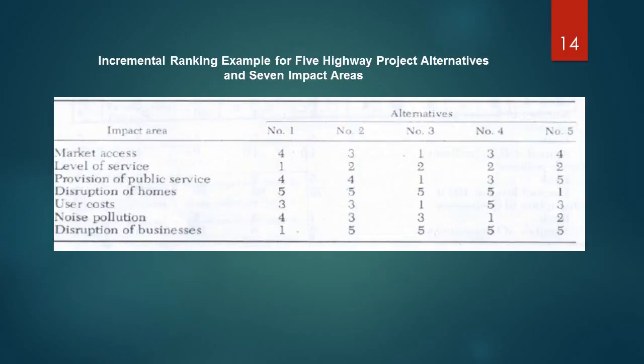The disruption of homes has 5 in first, second, third, and fourth alternative, and 1 in fifth alternative. User cost has 3 in first, second, and fifth, and 1 in third and 5 in fourth alternative. And noise pollution is 4 in first, 3 in second and third, 1 in fourth and 2 in fifth alternative. The disruption of businesses, 1 in first and 5 in second, third, fourth and fifth alternative.